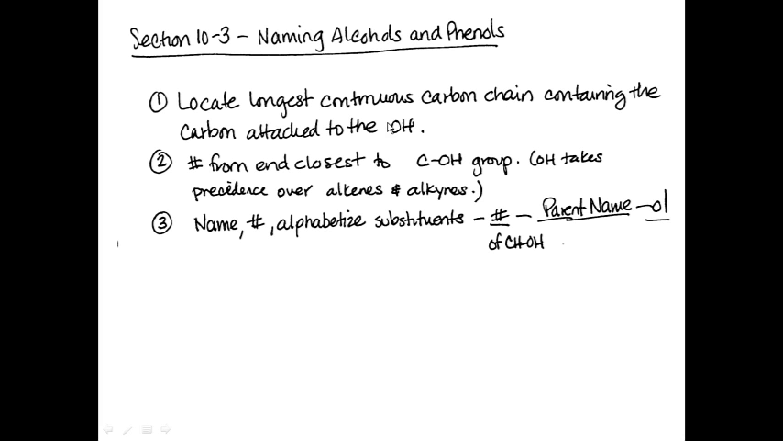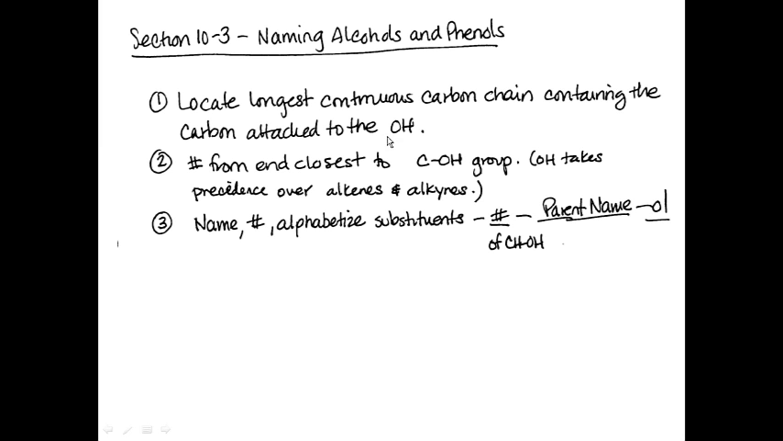And what you have to remember is that the OH group, because there's an oxygen, would have a higher priority in the Cahn-Ingold-Prelog sequence rules. Remember, those are the rules that we used for assigning groups priority number 1 and number 4. The OH groups basically have priority over the carbon-carbon double or triple bonds. So we'll look at some examples.